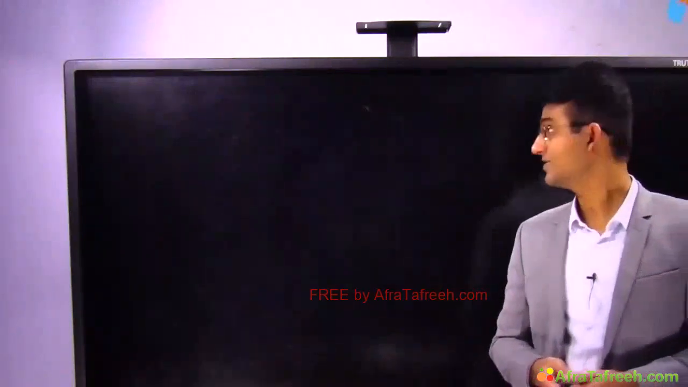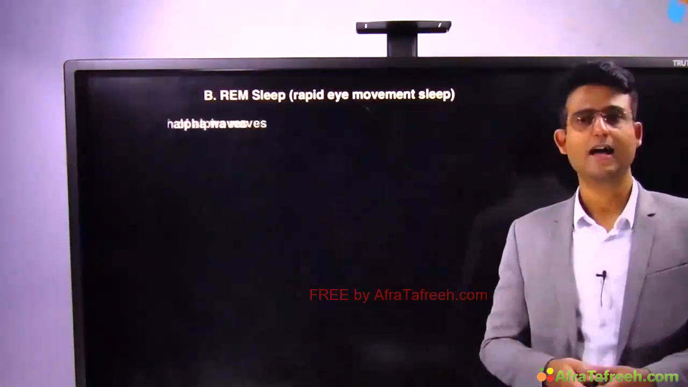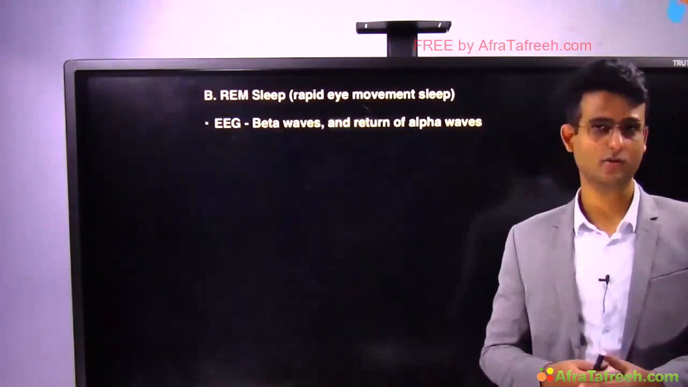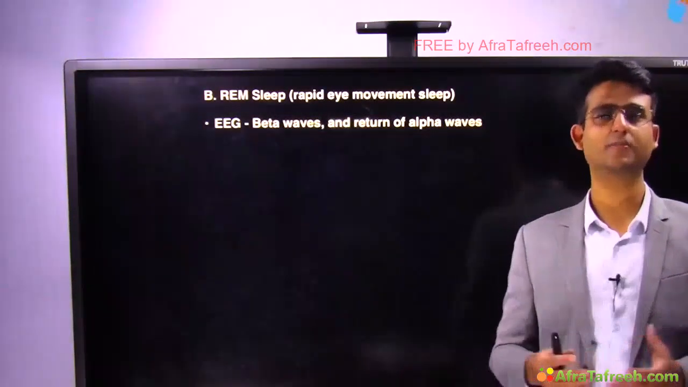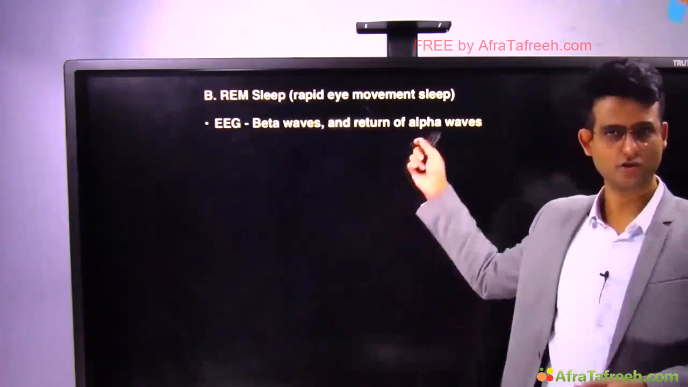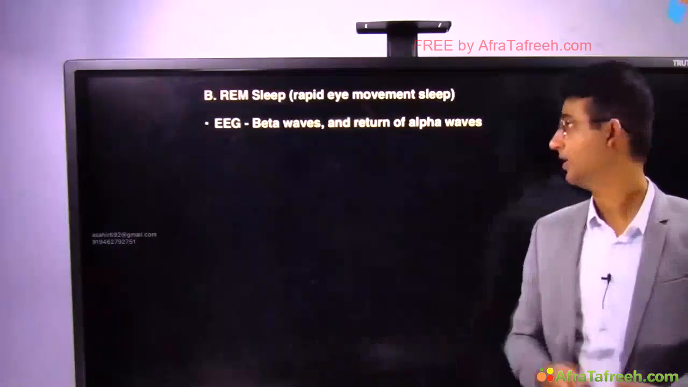Let's talk about the REM sleep, rapid eye movement sleep. It is called REM because there's a lot of movement of eyeballs. And the REM sleep's EEG is quite similar to the EEG that we see when a person is awake, because there are a lot of beta waves. And there is also alpha wave which comes back once the person shifts from NREM 4 to REM sleep.